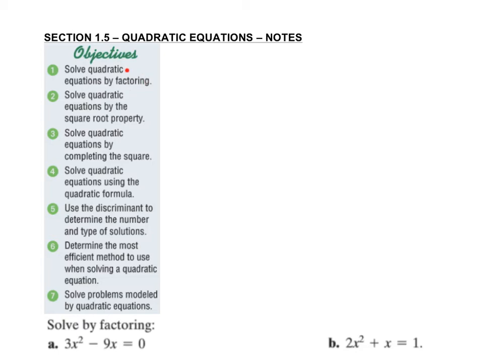Oftentimes factoring is the fastest, and depending on the type of equation you have, using the square root property can be just equally as fast. Completing the square and the quadratic formula are essentially the same thing, but these are primarily used when you have no other options, if you can't factor and you can't use the square root property. So we have to know all of the methods, because we're going to have to be solving quadratics.